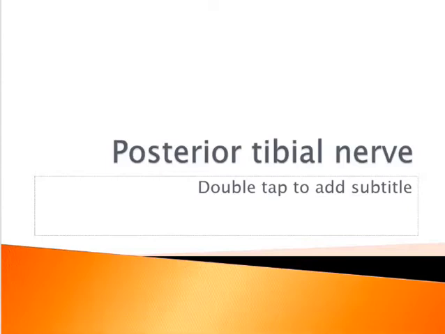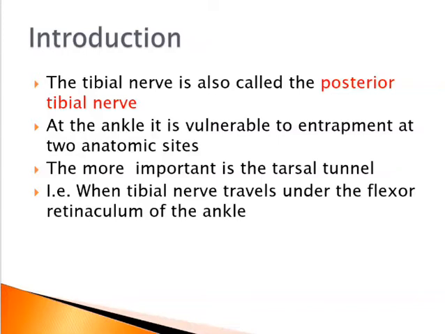Then we go to posterior tibial nerve. This nerve is tibial nerve. This is also called as posterior tibial nerve because it runs with the posterior tibial artery. At the ankle, it is vulnerable for entrapment at two anatomic sites. The more important site is the tarsal tunnel, that is when the tibial nerve travels under the flexor retinaculum of the ankle.